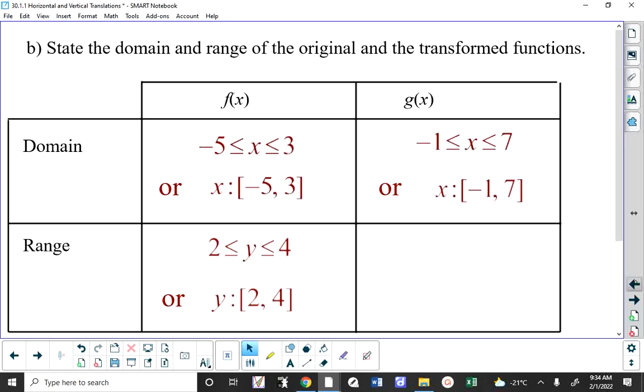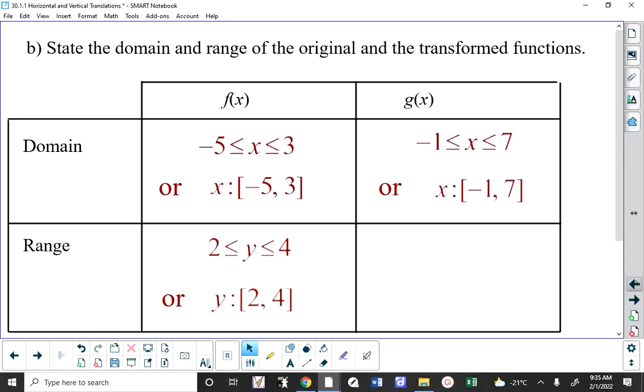This is the important idea that I want to drive home right now. We said that to go from f of x to g of x, you shift it 4 units to the right, which means every x coordinate increases by 4. And if I take negative 5 and add 4 to it, guess what it becomes? It becomes negative 1. And if I take 3 and add 4 to it, it becomes 7. So what's happening is we're taking the horizontal change and adding it to x to find the new x.